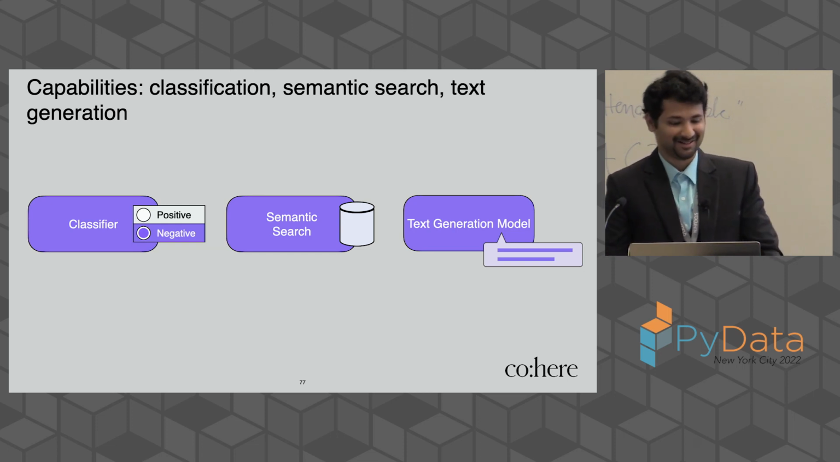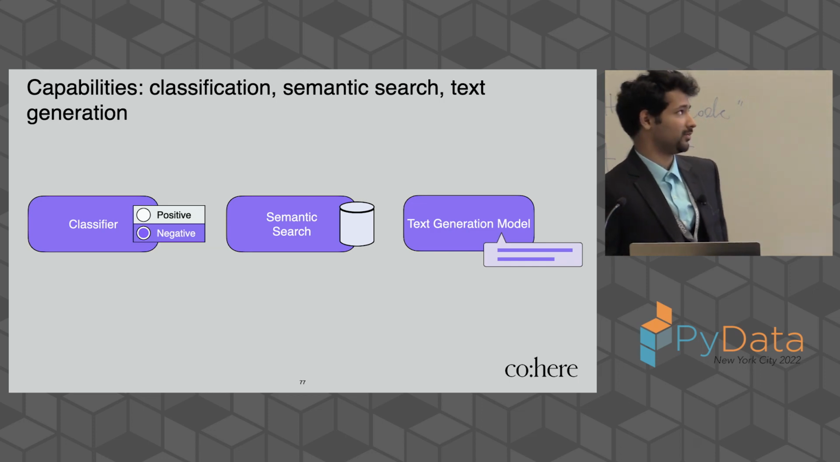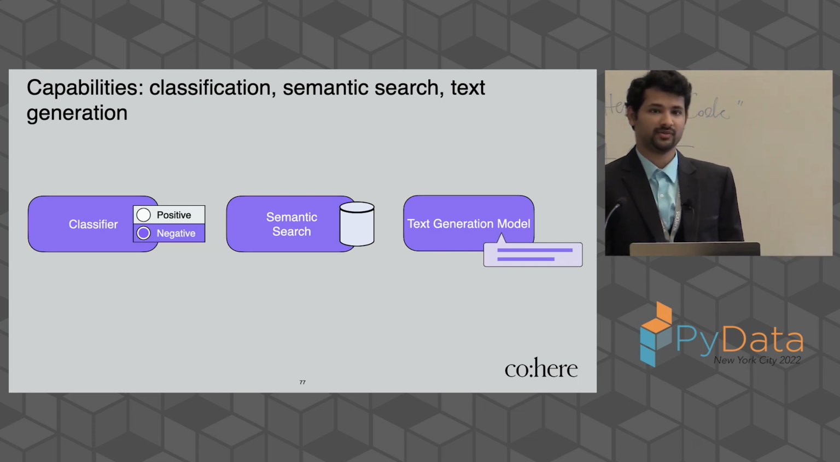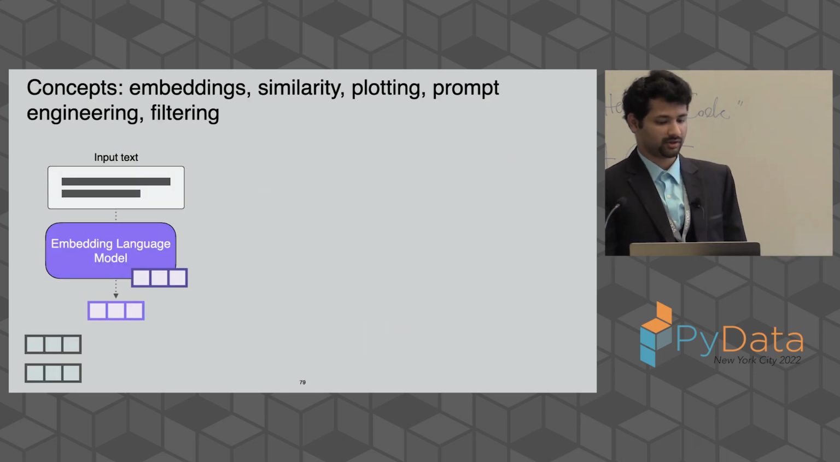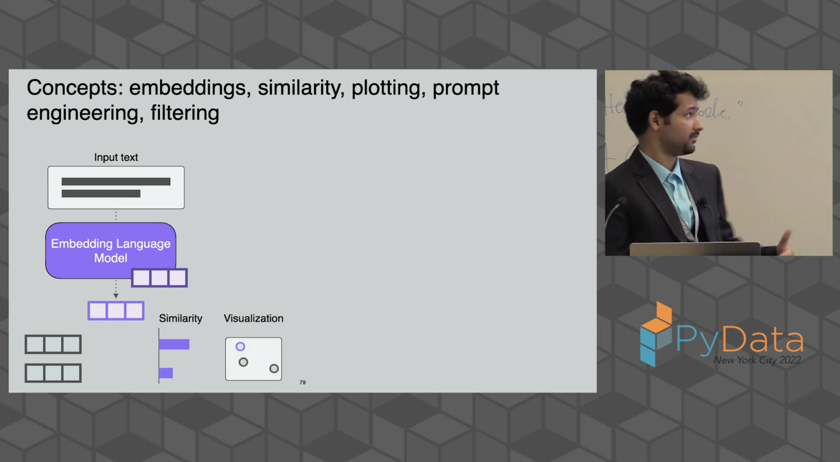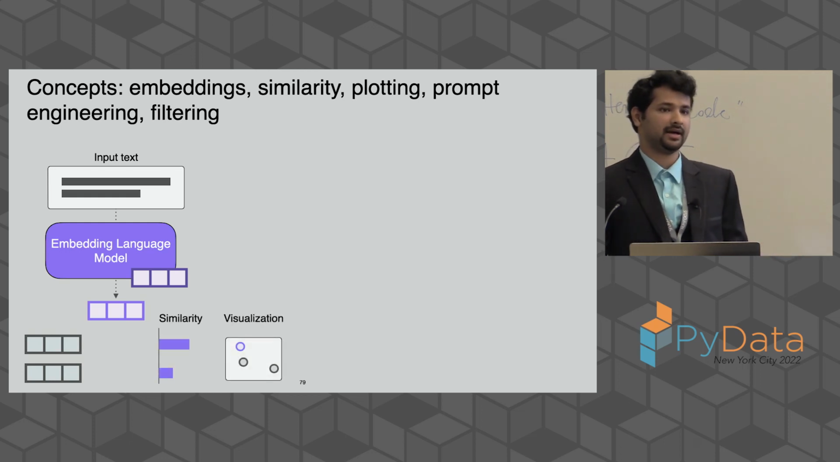All right, cool. So yeah, we summarized what we covered. We talked about classifiers, semantic search, and text generation. We talked about different ways to build classifiers, how you can use them in different settings, and how they work. We also talked about embeddings, how to put in a similarity measure, and a way to visualize them and get a visual understanding of what the model is thinking and understanding.